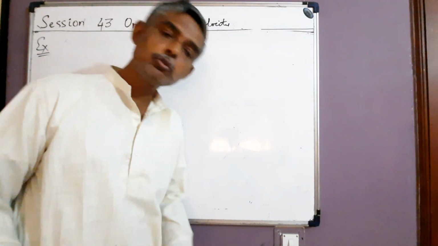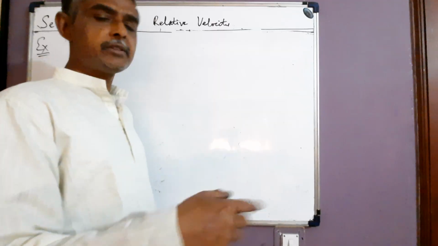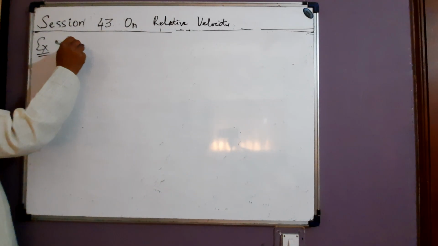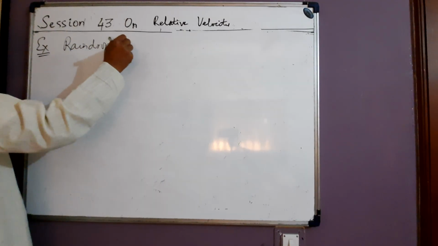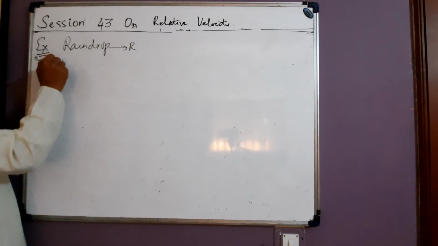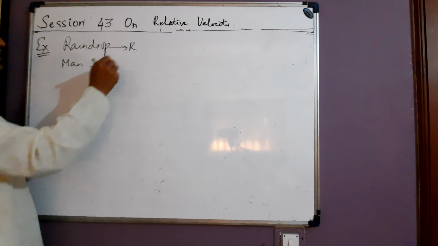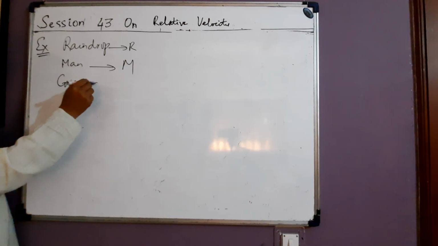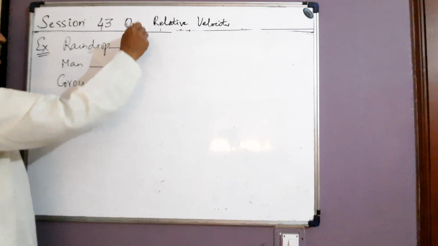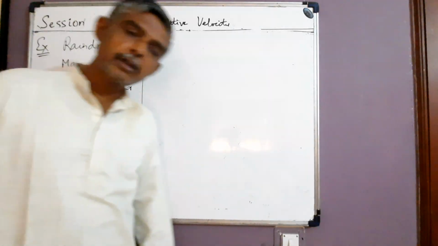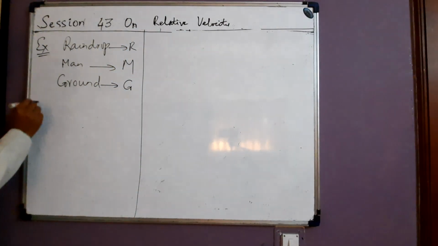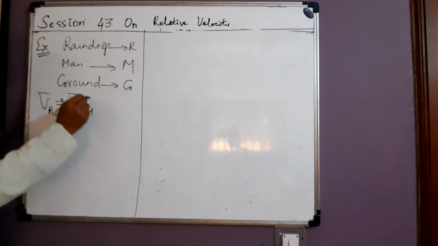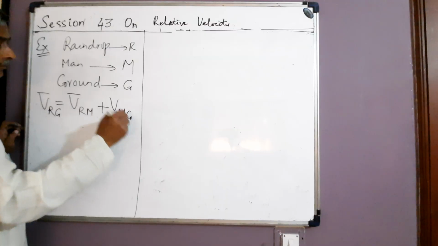So first of all, we find the object under consideration and the frames under consideration. Object under consideration is raindrop, which we denote by R say. Instead of frame M, we have man, which we denote by M say. And for frame F, we have ground, which is denoted by G say. Now we write down the vector equation for translating frames: VRG is equal to VRM plus VMG.